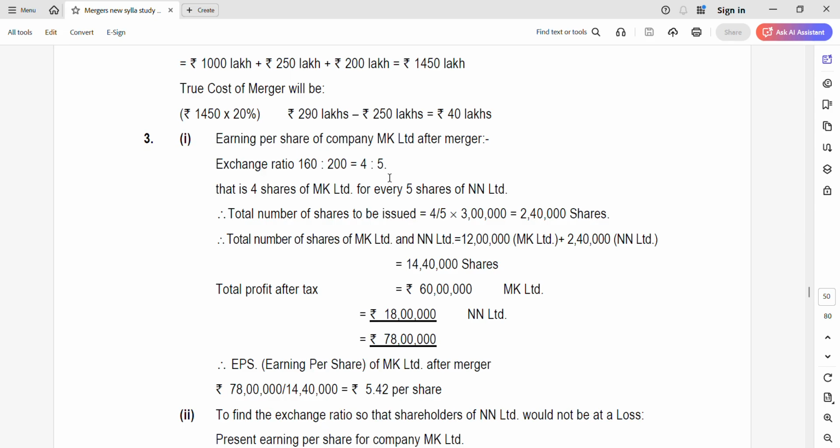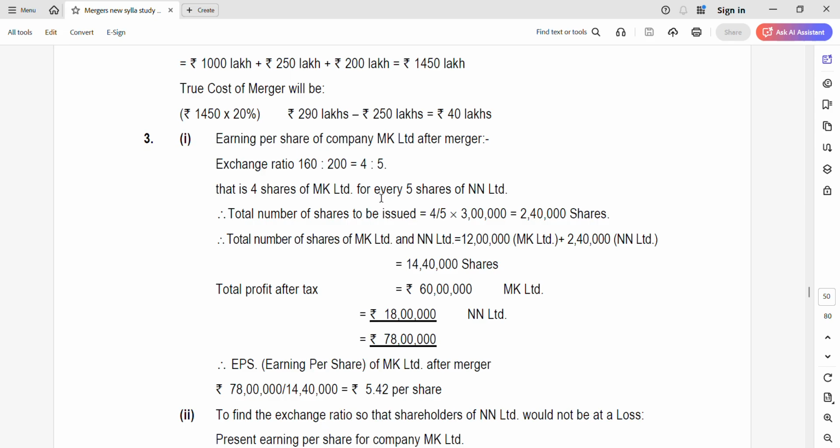So the exchange ratio is based on the market price, that is 160 to 200. That will give you 4 is to 5, that is 4 shares of MK for every 5 shares of NN Limited. So the total number of shares to be issued will be 4 by 5 into 3 lakh, which gives you 2,40,000. And the total number of shares of MK and NN Limited will be 12 lakh plus 2 lakh 40 thousand, that will give you 14,40,000.